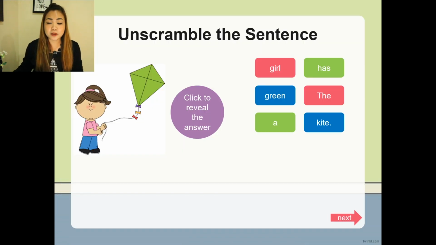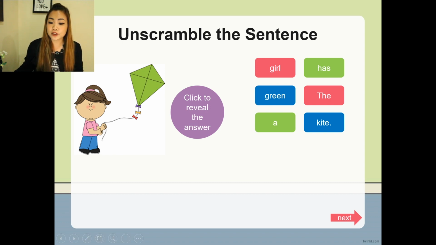Alright, unscramble these words and make a sentence. Look at this girl. Guys, the sentence always begins with a capital letter, so you will see a word that is written in a capital letter. And of course, the sentence always ends with a punctuation mark. So if you see a word that has a period or a question mark or an exclamation mark, that means that's going to be at the end of the sentence.